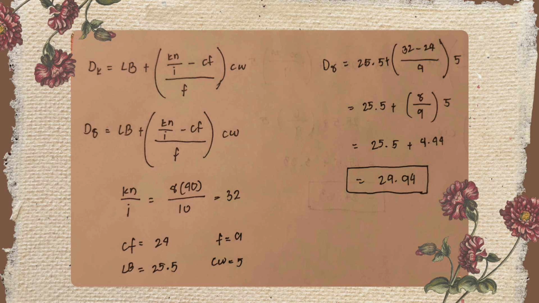Let's proceed to the solution, and let's substitute the values to the formula. D8 is equal to 25.5 plus (32 minus 24) over 9 multiplied by 5. 32 minus 24 over 9 multiplied by 5 is equal to, I mean, 4.44. 25.5 plus 4.44 is 29.94. 29.94 is our final answer.